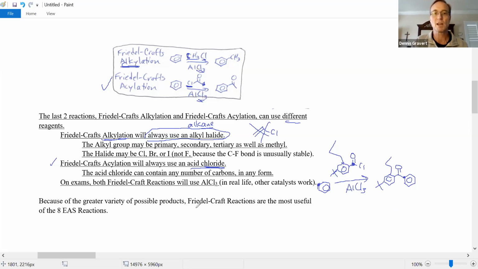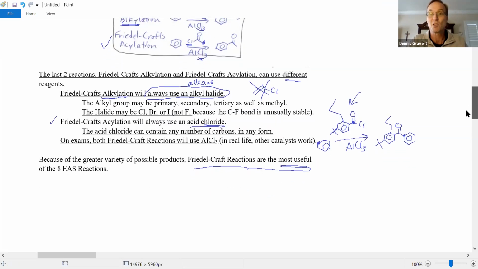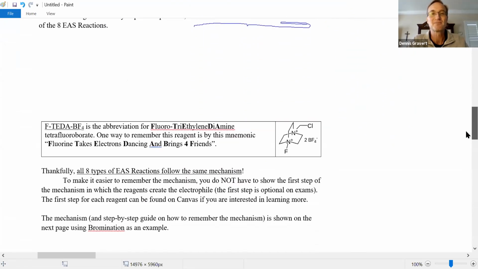Yep, Friedel-Crafts reactions are the most useful because of this cool feature, at least from a scientist's point of view. You can decorate your acid chloride however you want. We'll talk about some limitations in the future. It can't be just anything. More on that later. But there's quite a variety you can use.